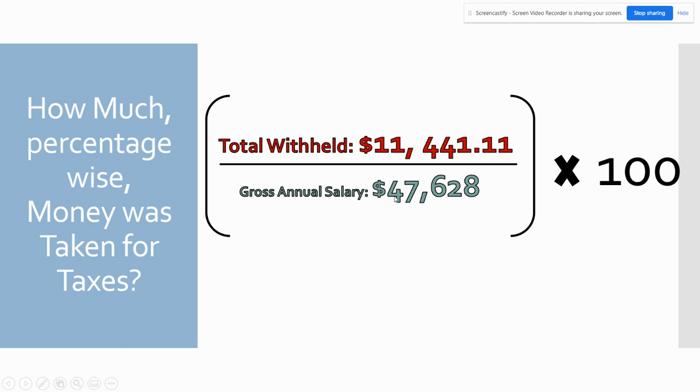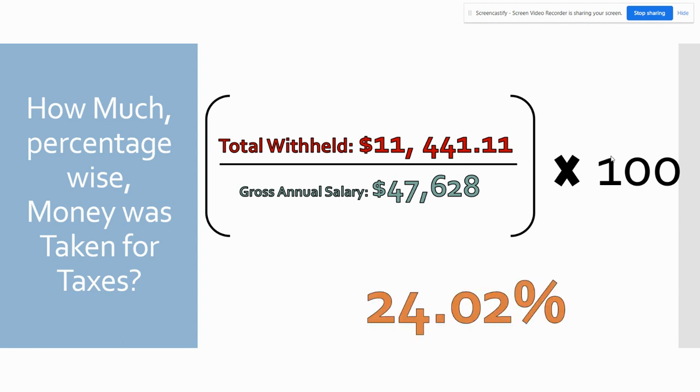So for this person, their gross salary again was $47,628. In total, they paid $11,441.11 towards taxes for the year. So if we divide those numbers and then multiply it by 100, this person paid 24% of their salary towards taxes. Okay? So that means whatever they didn't pay towards taxes is what they have to live off for the rest of the year.